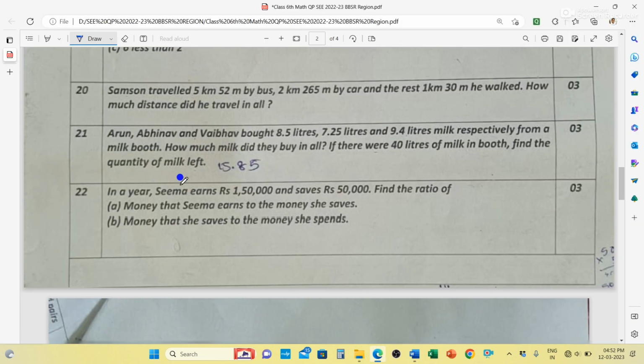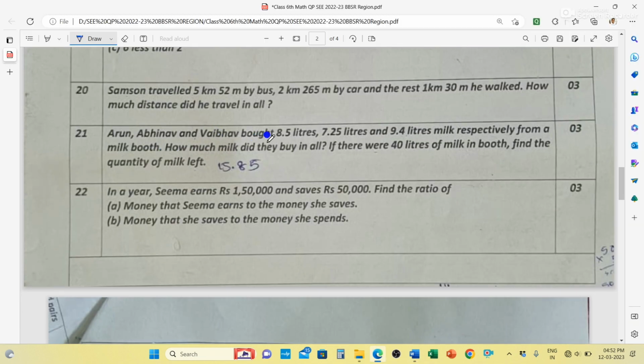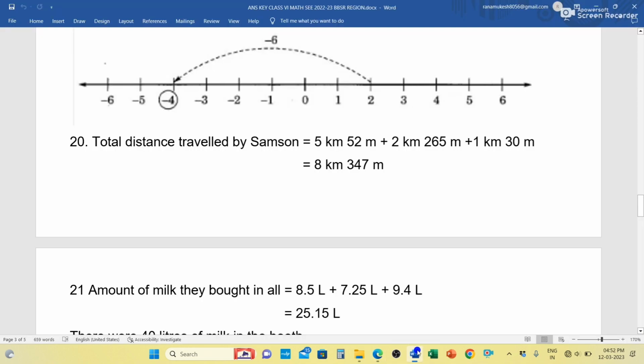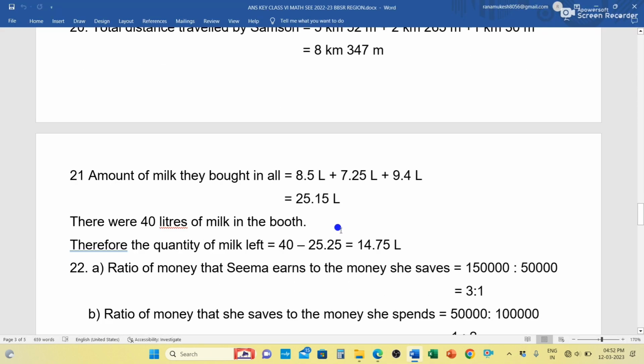Okay. Then Arun, Abhinav and Vaibhav bought 8.5 liters, 7.25 liters and 9.4 liters milk respectively from a milk booth. How much milk did they buy in all? You have to just add. If there were 40 liters of milk in the booth, find the quantity of milk left. Then you have to subtract from the total 40 liters. So the amount of milk they bought in all, 8.5 liter plus 7.25 liter plus 9.4, will give 25.15 liter.